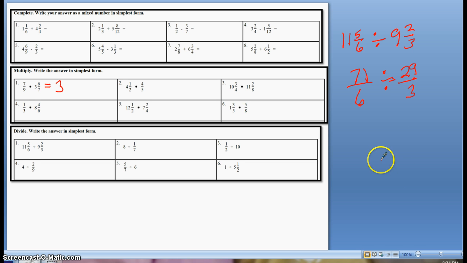Now, there's something that I need to do. Whenever you are multiplying your fractions, you need to do what we call a reciprocal. We need to take this second fraction and write down the reciprocal of it. For instance, I have 71 over 6. I'm going to put my multiplication dot now. And the reciprocal of 29 over 3, I simply flip-flop it, and I make it 3 over 29. 3 over 29.